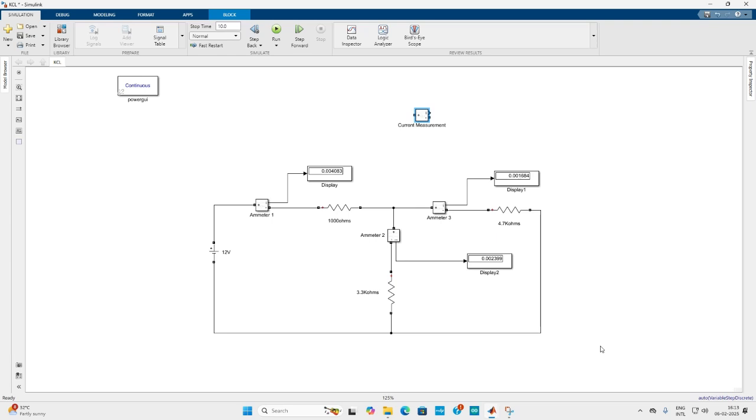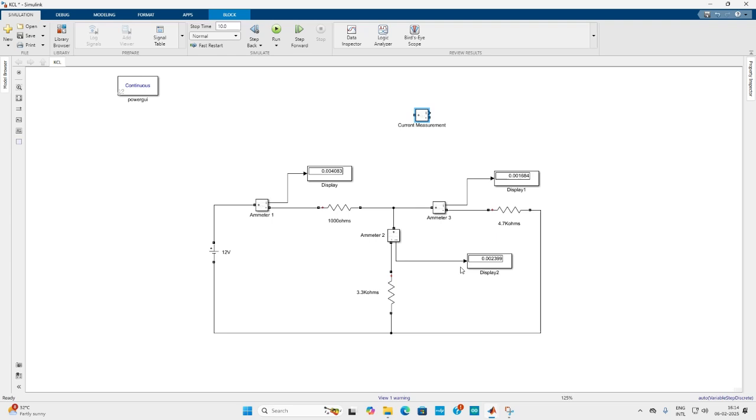After completing the entire circuit, verify whether you have given the correct values in the voltage source and resistors. After completing this, you can save the file in the proper folder. The file type should be an M file. Then you can go for the run button. Now you can get the corresponding output in each display unit. If all the display units indicate the value, the experiment is done successfully.